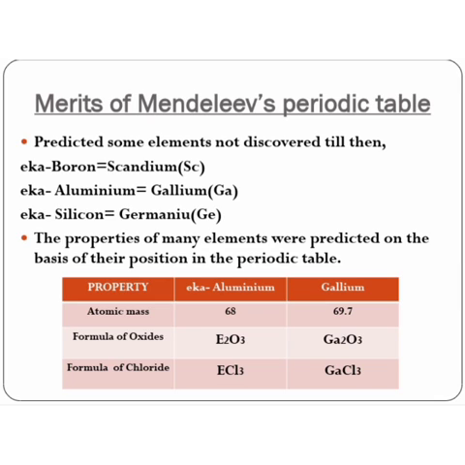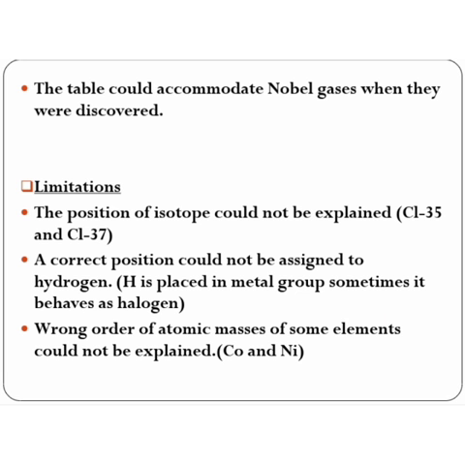The formula of the oxide, when it combines with oxygen, is E2O3, that is gallium oxide. And the formula of the chloride, when it combines with chlorine, is gallium chloride. So here the position of the element determines the properties as well. The table could also accommodate noble gases when they were discovered. When noble gases were discovered, they fit into their own space.